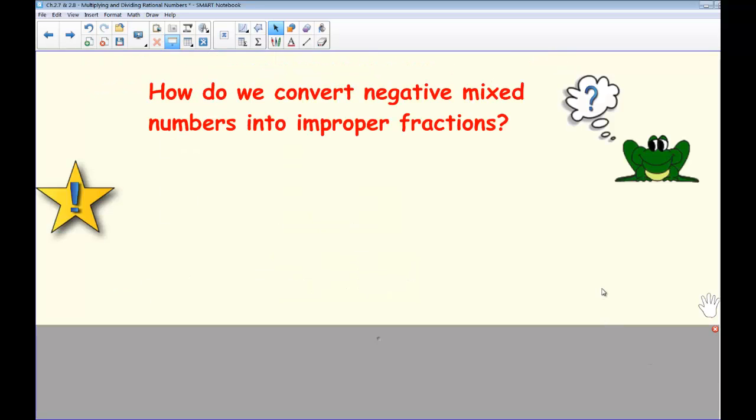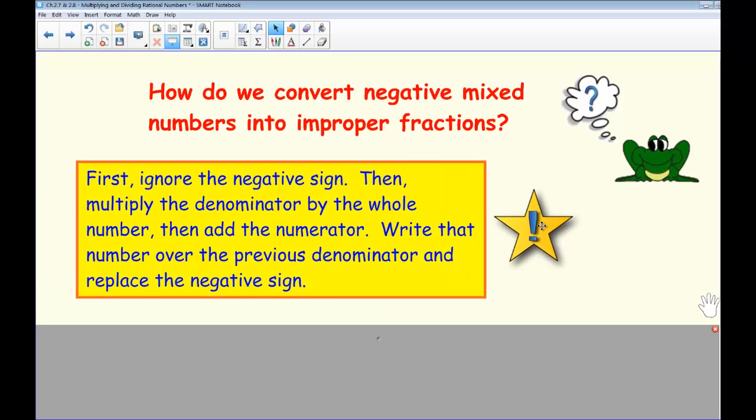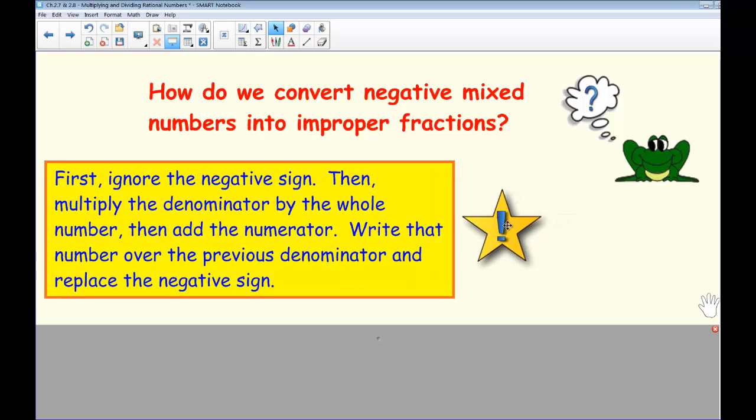Now how do we convert negative mixed numbers into improper fractions? Well, my general rule of thumb that I tell students is you first of all ignore the negative sign. Then you need to multiply the denominator by the whole number that is sitting up front and add that to the numerator. That number then becomes your numerator, and then it's over the previous denominator that you have. Then all you need to do is replace the negative sign.